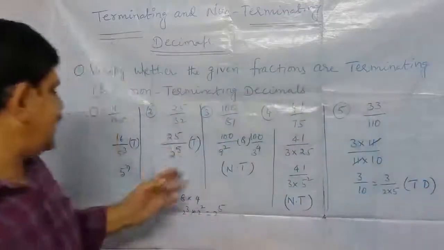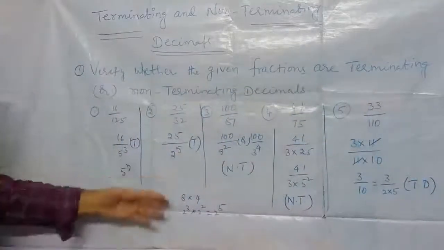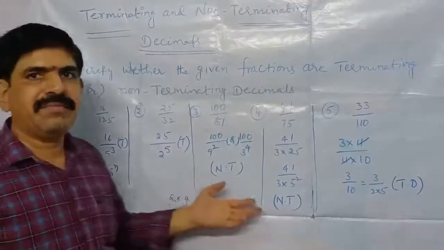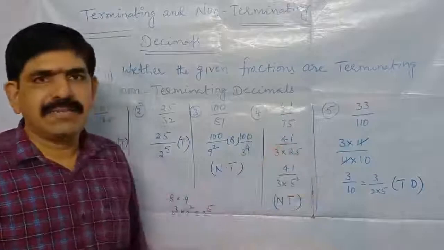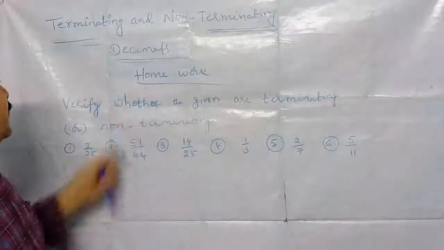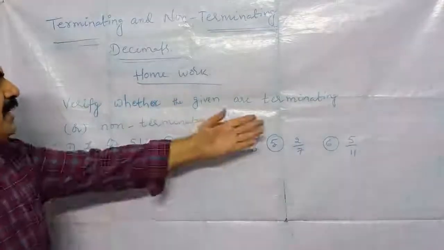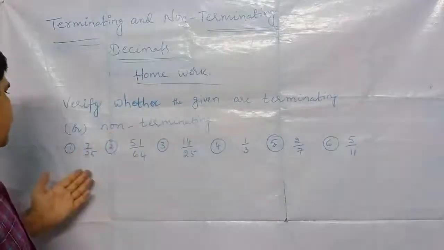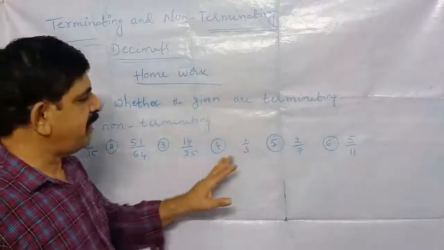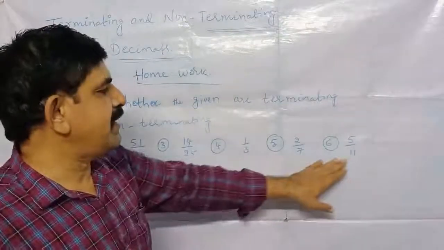So by seeing all these examples, we can say that if the denominators are in the form of 2 to the power of m into 5 to the power of n, all these are terminating decimals. Okay, understood children? One important note children, we should check the denominator only in the simplest form of the fraction. Okay children, take the homework, verify whether the given are terminating or non-terminating. 7 by 25, 51 by 64, 14 by 25, 1 by 3, 2 by 7, 5 by 11.